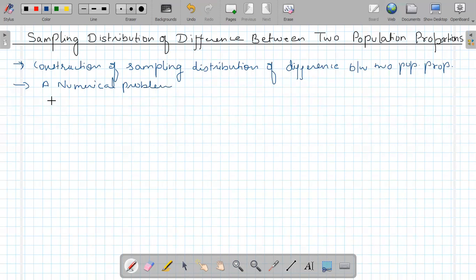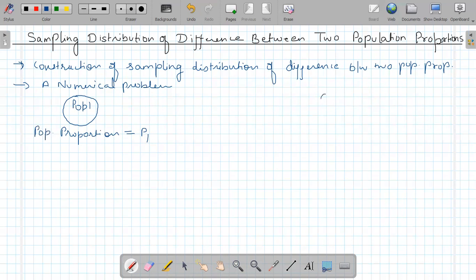So as I have discussed in my last lecture about sampling distribution of difference between two population means, तो वहां पे हमें दो population consider की थी to construct that distribution. Same is the case here. यहाँ पर भी हम दो population consider करेंगे. Suppose this is population number 1 with proportion of particular characteristic in this population denoted by capital P1. This is called population proportion.